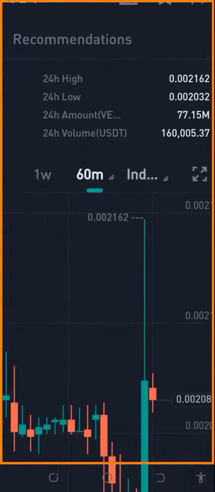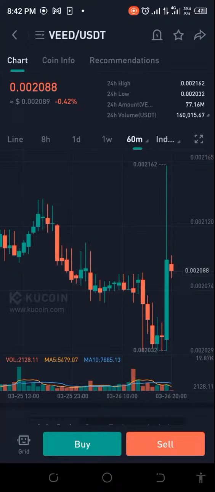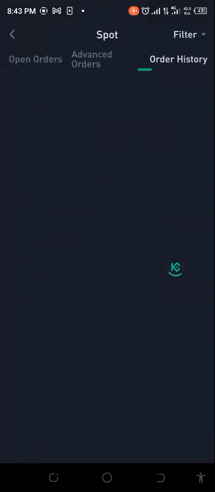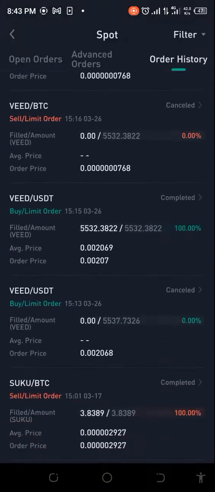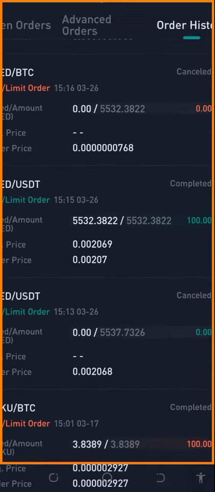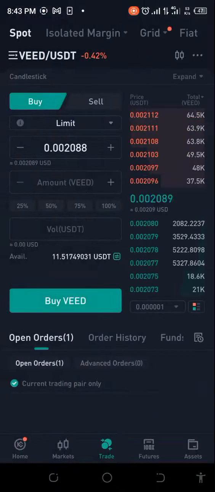This is 21.60. So I'm just imagining, right? If I had put this, what would I have made? I can't even remember, I'll just go check. Let's check the trade order and see how many we bought. Okay, we bought 5532. So let's go and check what we could have made.